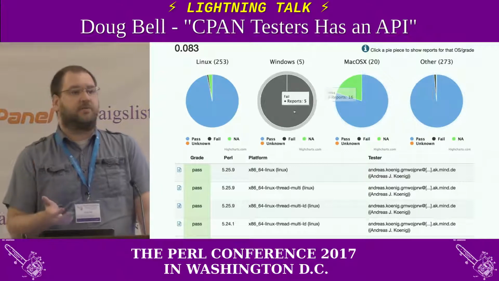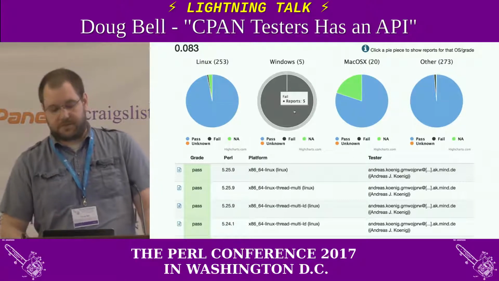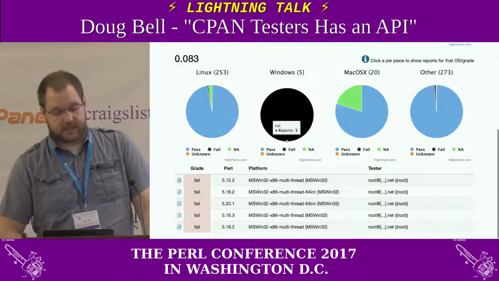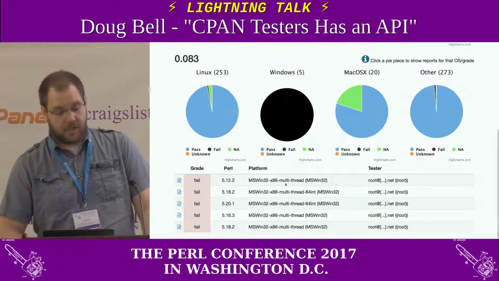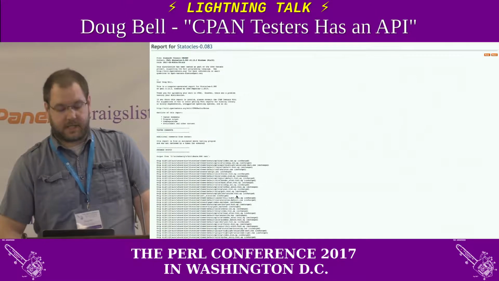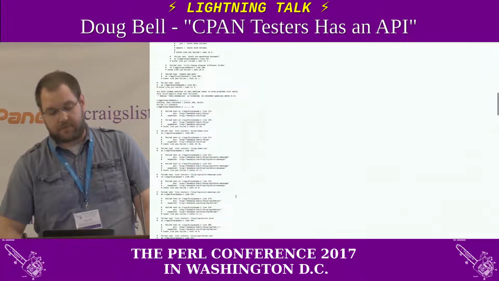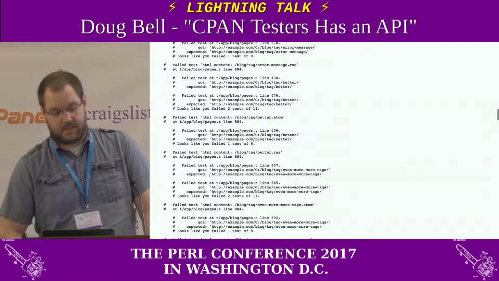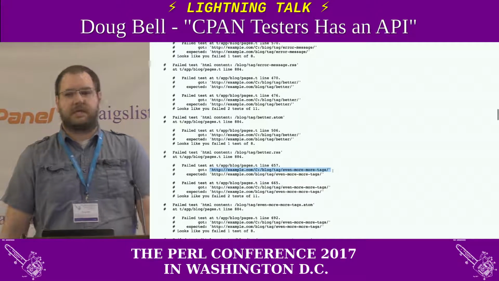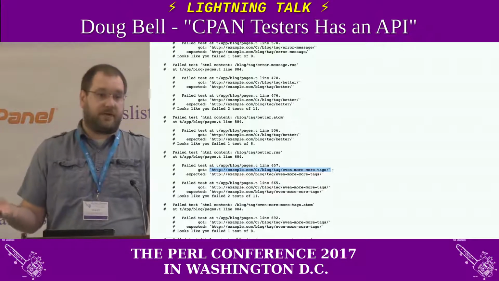You can see that I don't have a Windows machine available to me. If I click on that, now I see the list of reports that have failed on Windows. And I can click over here, and here's the actual full text of that report. And it turns out that this is why I'm failing, because I don't know about drive letters, because I'm not a Windows user.